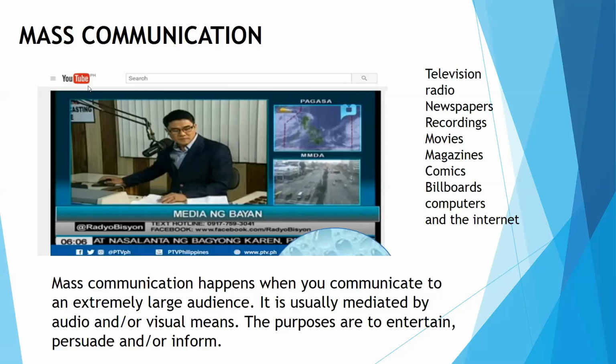So here in the mass communication, you are sending the information or the message to a large audience, meaning to say the information can go through any parts of this world. It can go through America, China, and many more countries. So examples of mass communication: television, radio, newspapers, recordings, movies, magazines, comics, billboards, computers, and the internet. From the word itself, mass communication. So these are all under the mass communication.